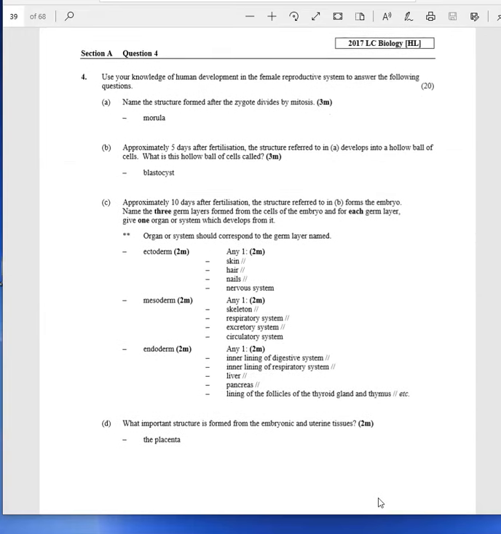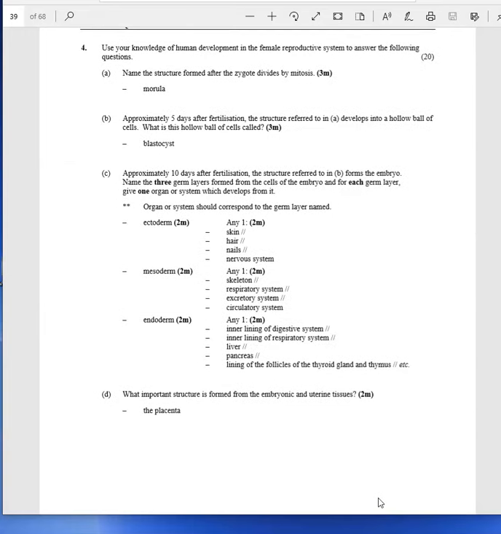Question 4, it says, use your knowledge of human development in the female reproductive system to answer the following questions. So name the structure formed after the zygote divides by mitosis, so it's called a morula.